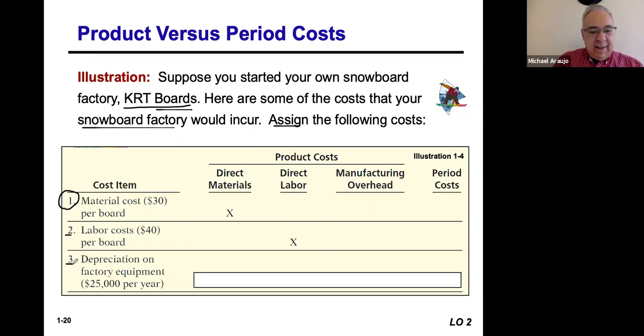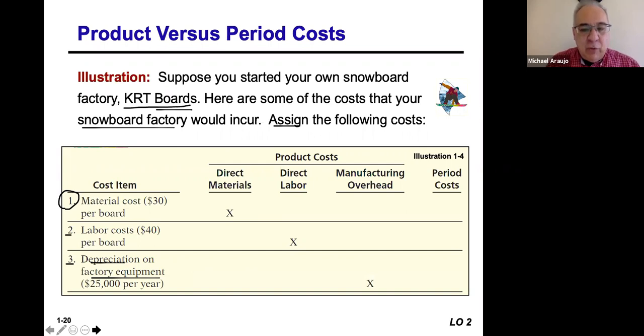Third one, we have factory equipment that has depreciated. Again, the critical component here is the fact that it's factory equipment. The equipment is being used to make the boards. So that would mean it is part of manufacturing overhead. It's part of the equipment that makes the boards, so it's directly related to the product, but yet it's a depreciation expense. You'll get used to this. Piece of cake.